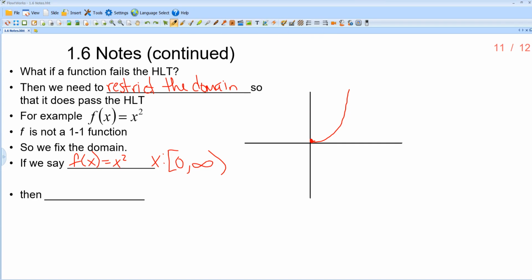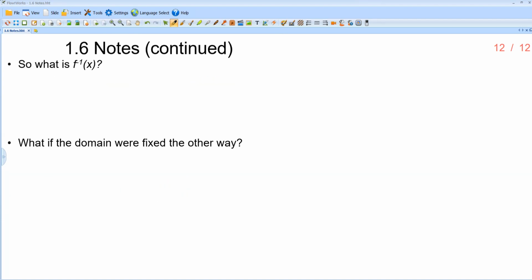So f is now a one-to-one function, which means I can take an inverse of it. And that's exactly what we're going to do now. So what is f inverse of x? Well, f of x is equal to x squared. Again, that's given that x is on the domain 0 to infinity.